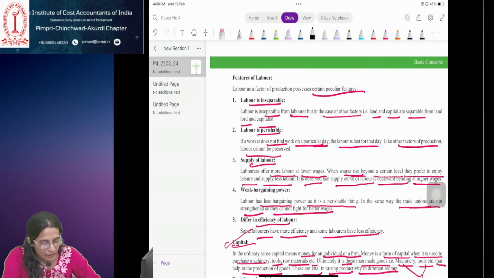Labor is inseparable from the laborer, but other factors like land and capital are separable from the landlord and capitalist. Capital is the money that is invested into the business, and the capitalist is the person who invests that money into the business. So these two are also different, right? They can be separated. Next is labor is perishable.